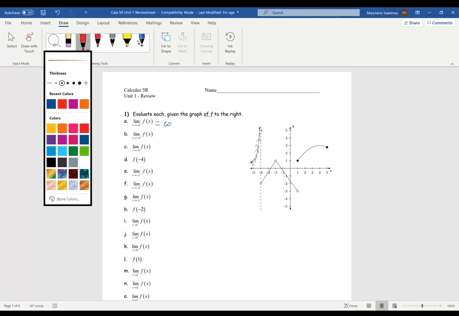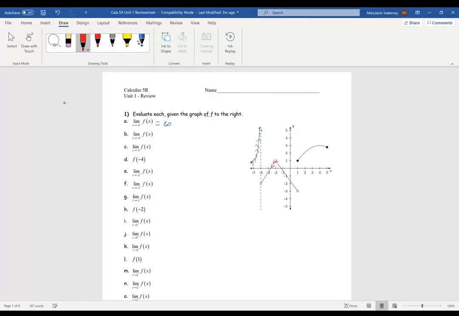-4 from the right, if you're coming from the right, approaching -4, so you're moving left on the graph. Coming from the right, your y's are approaching -2. Now we know at -4 it's undefined, but limit is asking what are the y's approaching. At -4, limit does not exist. Limit from the left and limit from the right are not equal.